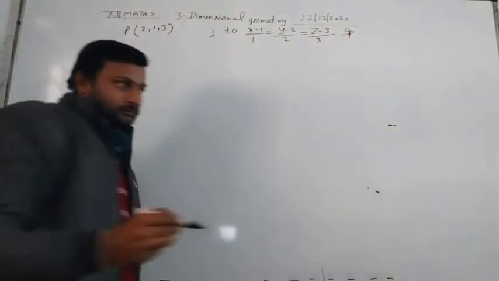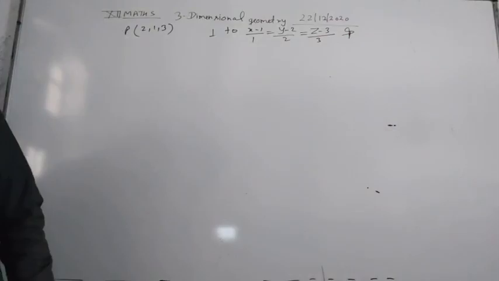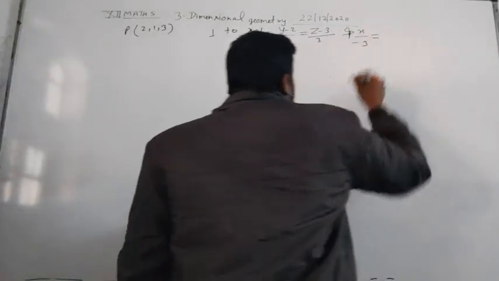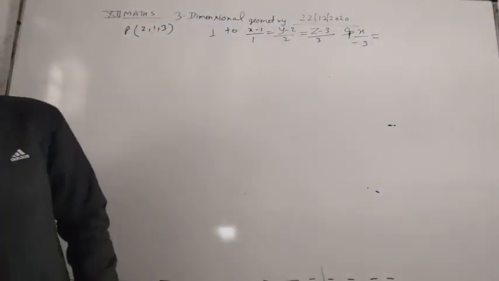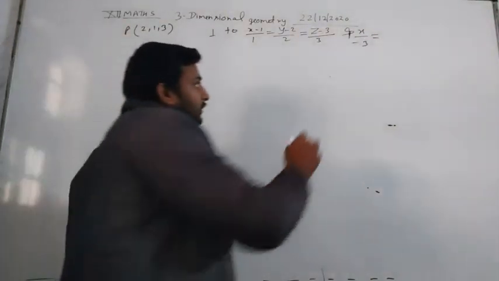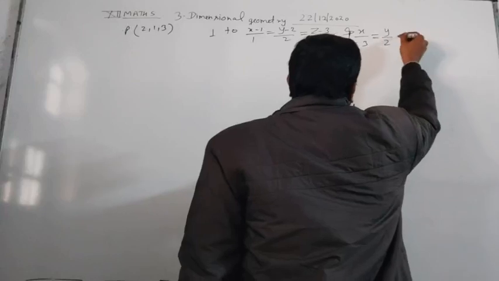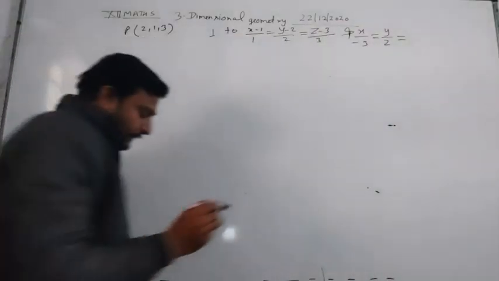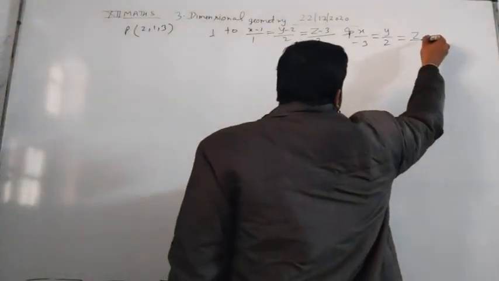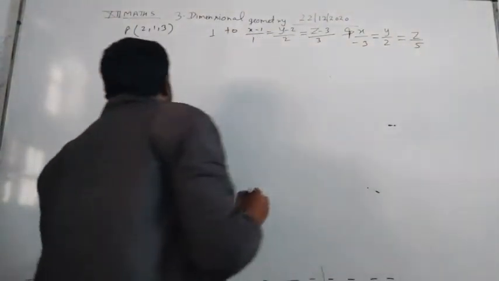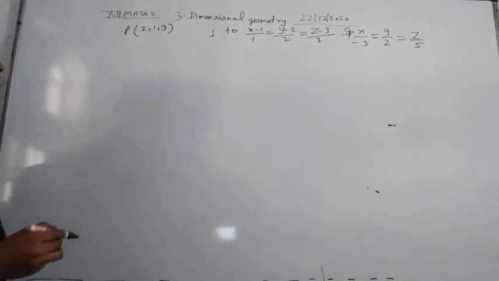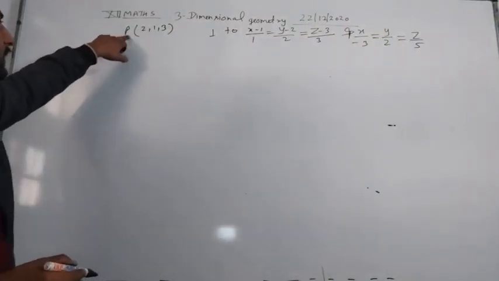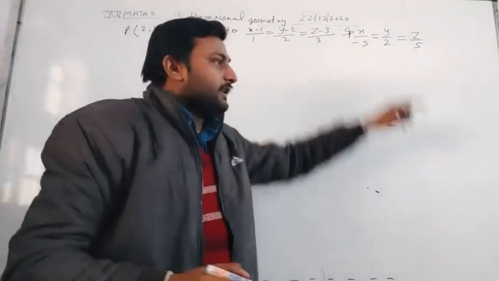and the line x by minus 3 equal to y by 2 is equal to z by 5. Okay, student. So we have to find the vector equation and Cartesian equation of the line which is passing through this point, and which is perpendicular to this line and this line.